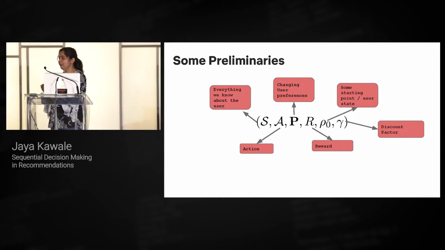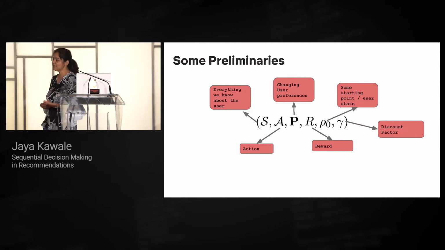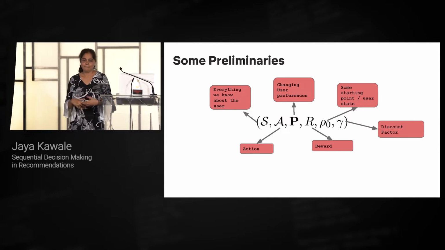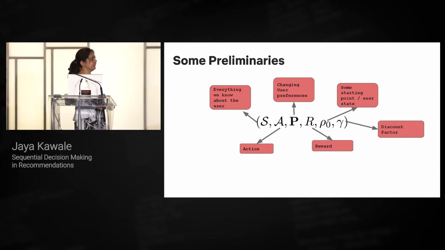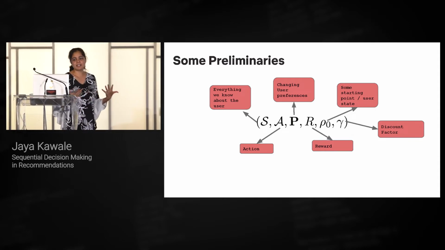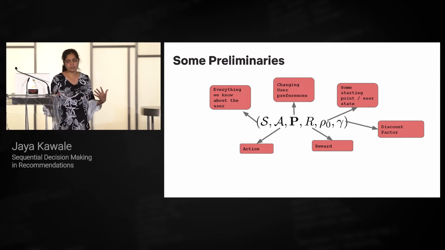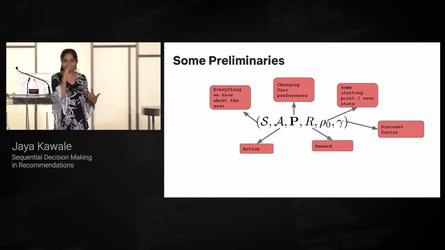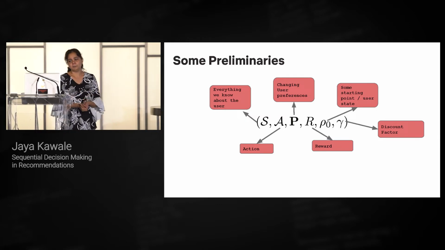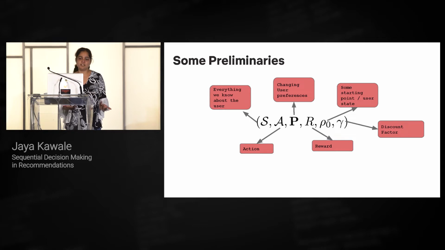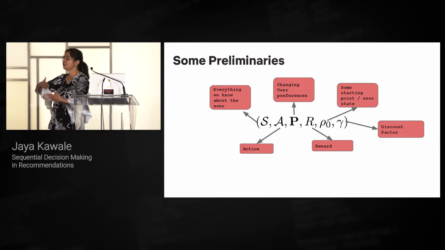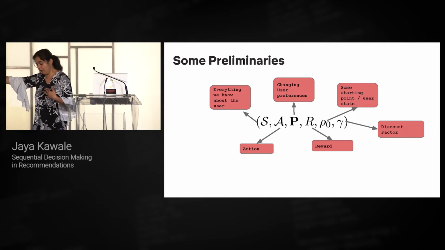Before we jump in, let's look at some of the preliminaries, some of the things that are needed for a reinforcement learning algorithm. The state is basically everything that we know about the user. The action is the recommendation, or the title that we show to the user. The user preferences are represented by P. Then let's say there is a reward, and there is some initial starting point, and there is also some discount factor for how we should treat the future rewards.